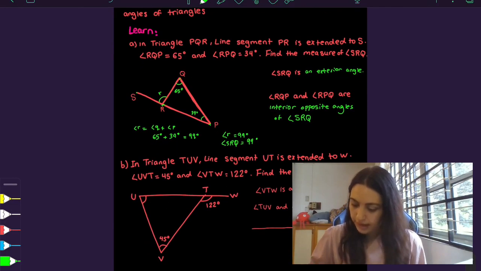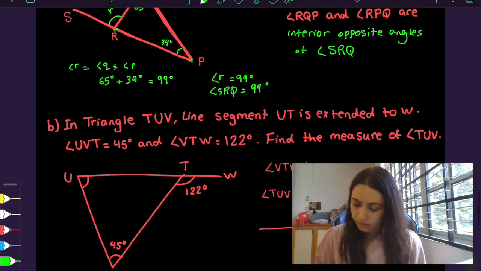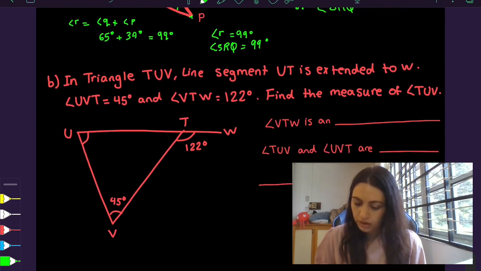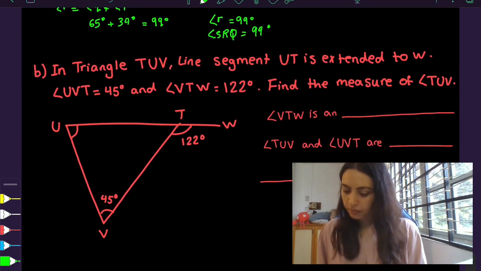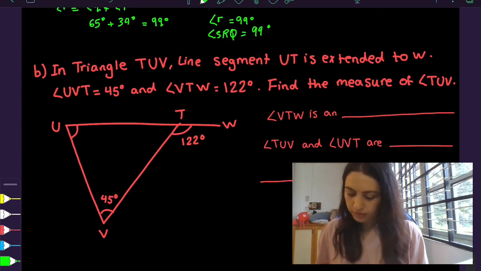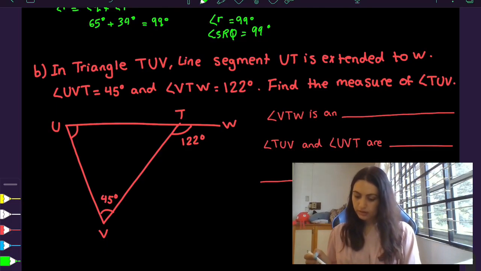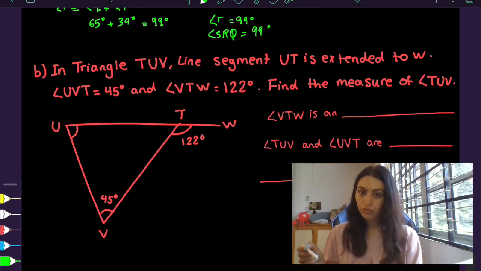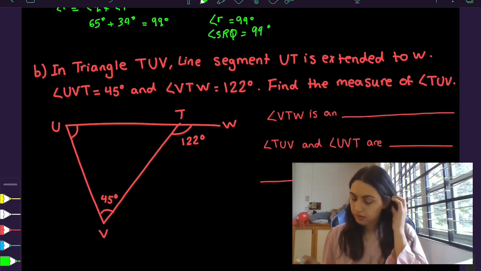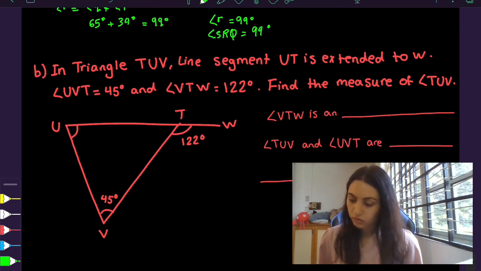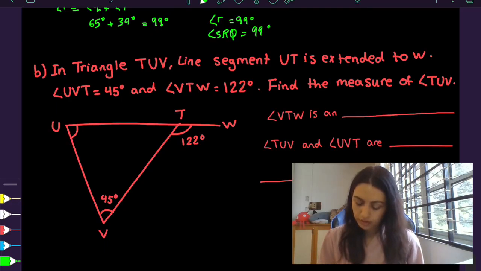Okay, so the last part I'm going to do is part B. In triangle TUV, line segment UT is extended to W. You see that? Angle UVT is 45. UVT, yeah, it's 45. And angle VTW is 122. Yes, it's shown in the triangle, but it's outside the triangle, 122. Find the measure of TUV. TUV, which is this one.